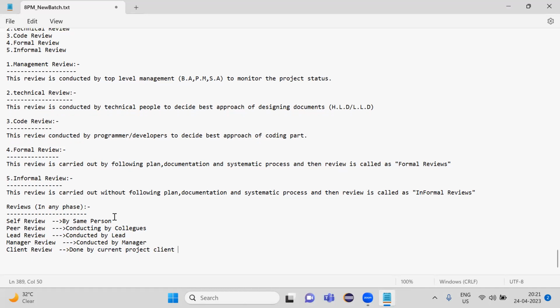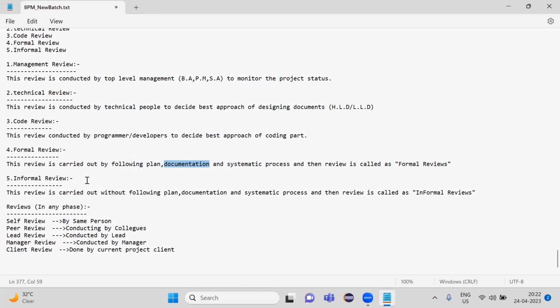Sir, both the formal and informal review will be done by the tester only? That we cannot say. Developers can also do it by following the plan and documentation. He will also prepare the plan and documentation, and he can also follow the process. Why? Because based upon the client requirement he has to follow it. Both developers and testers have to follow this formal and informal review. Clear? Okay.